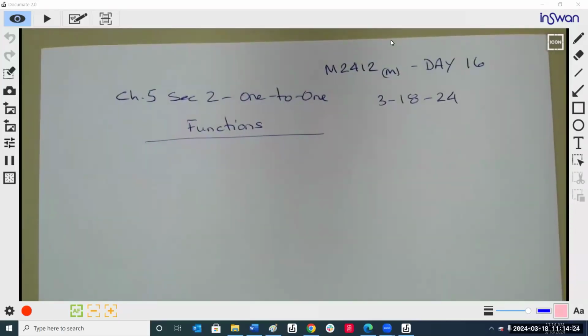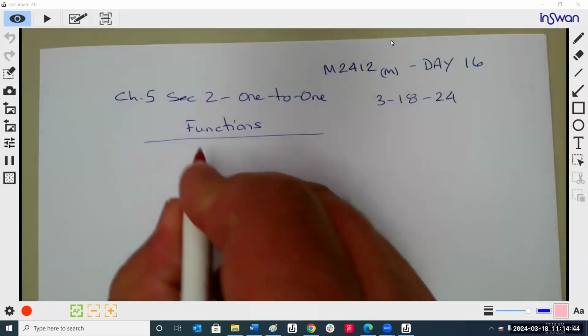One-to-one functions. What do you think one-to-one means? Yes, you read that from the paper. I saw you reading it. Yes, that's exactly what it means.